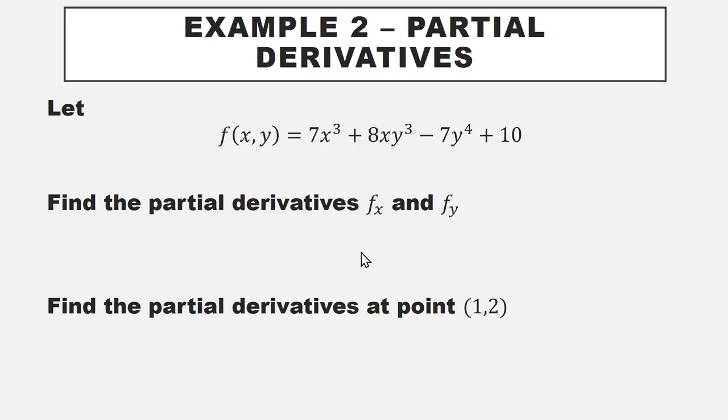Let's do another example with partial derivatives. Let's find the first partial derivatives, f sub x and f sub y, of this function. And then we'll evaluate those partial derivatives at the point 1, 2. So at the input value of 1, 2. We're going to do so with the function 7x to the third plus 8xy to the third minus 7y to the fourth plus 10. Let's go ahead and do that.